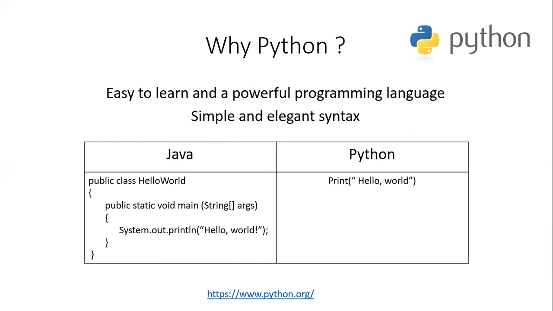So in Java, as you can see here from the syntax, just to print the word "hello world," you have to write at least 7 lines of code. But in case of Python, you just have to write one single line just to display a word. So this explains how easy and how elegant the syntax is.